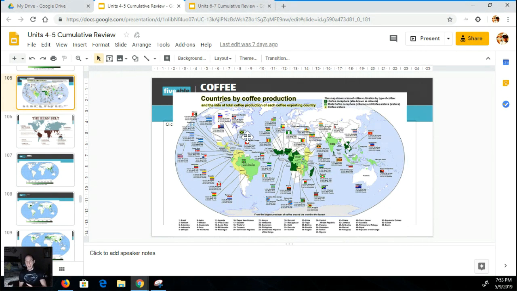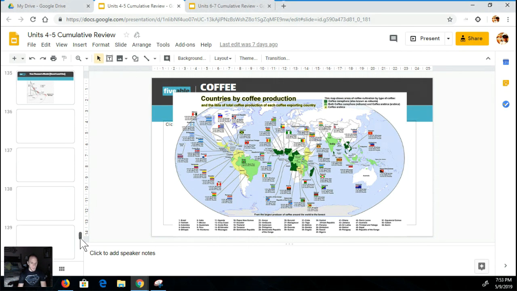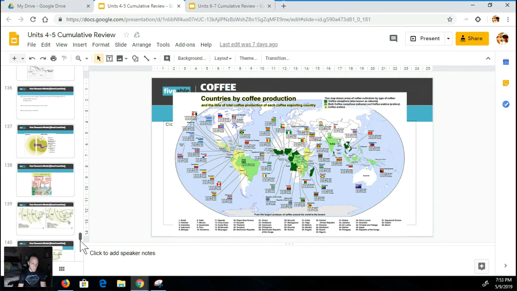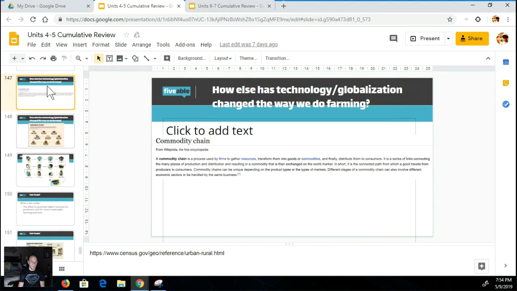That process that I just explained to you is the commodity chain. It is literally the step-by-step process by which a good starts off and then ends up in a different region. Here is the graphic that I've tried so hard to show you.